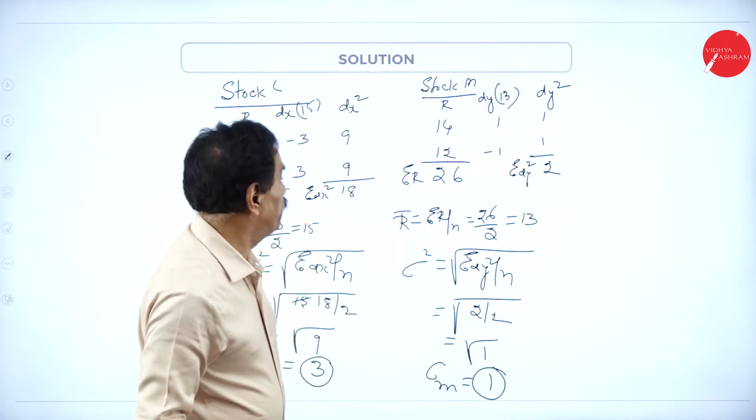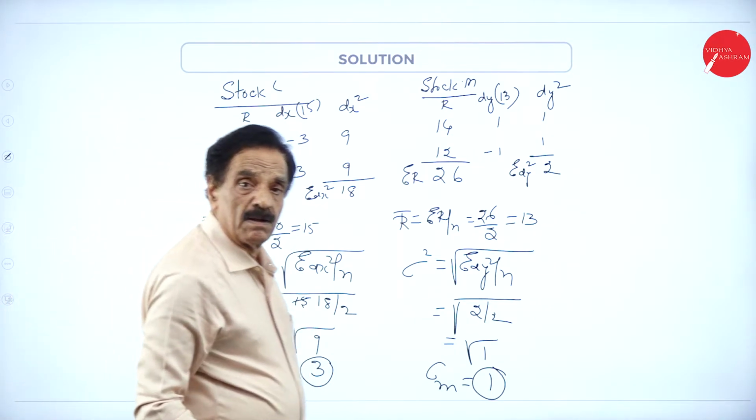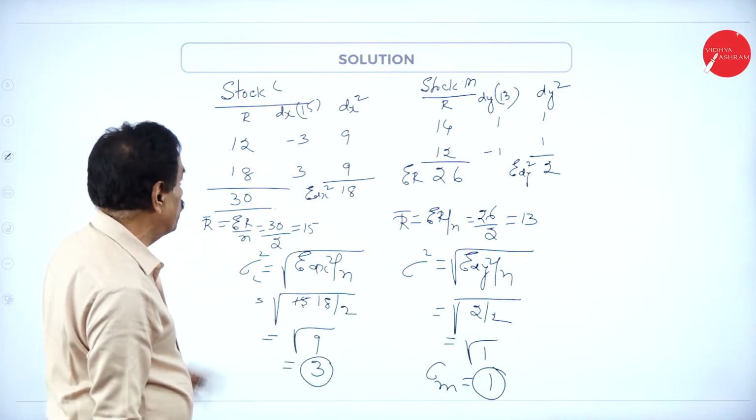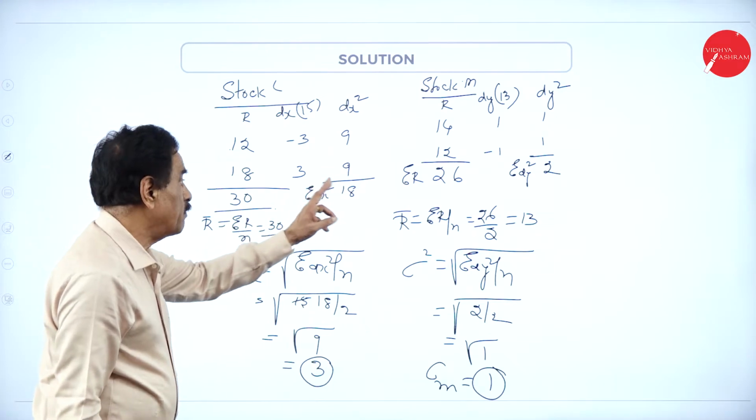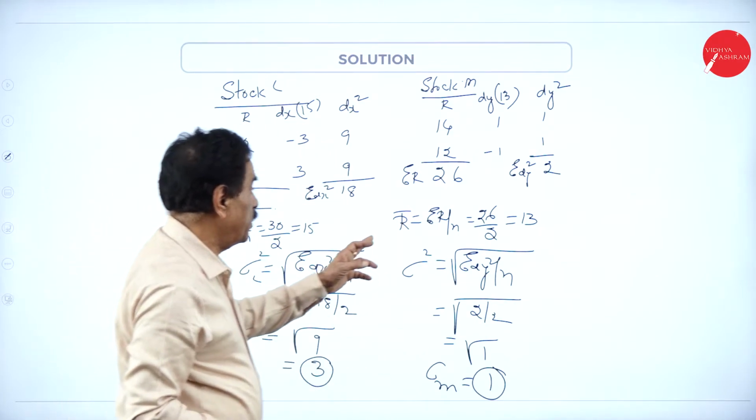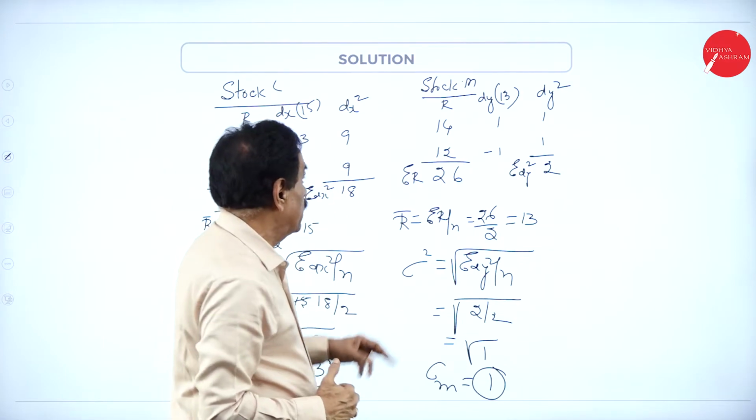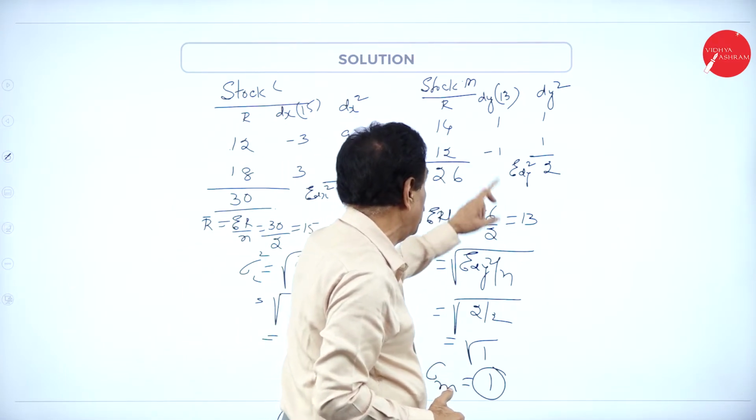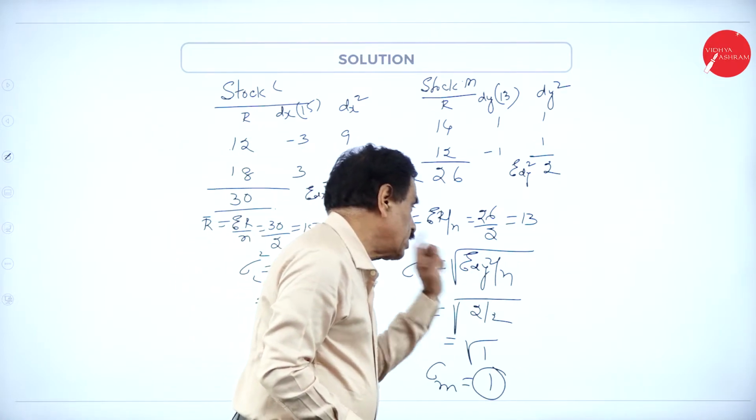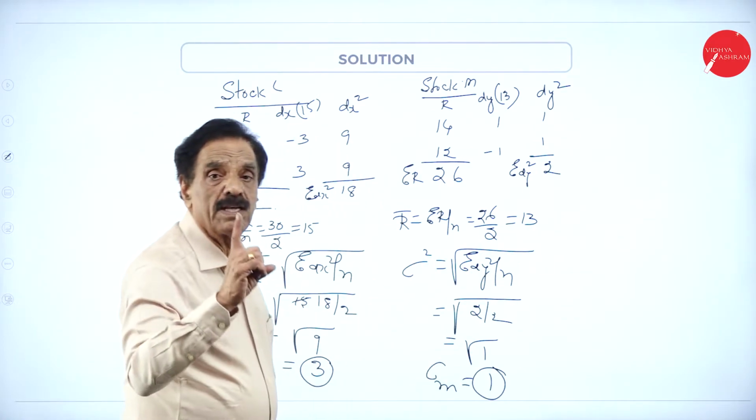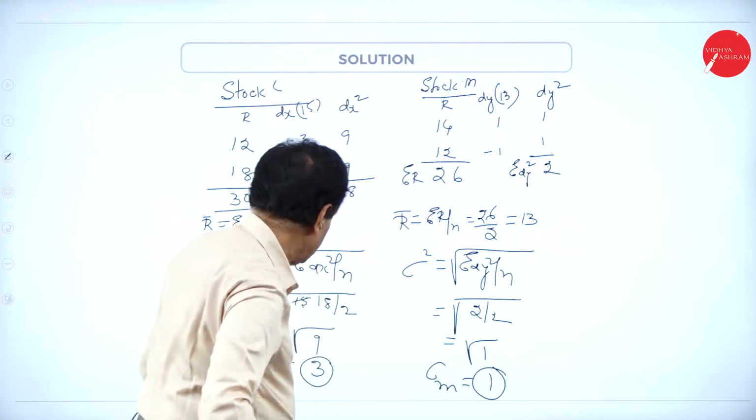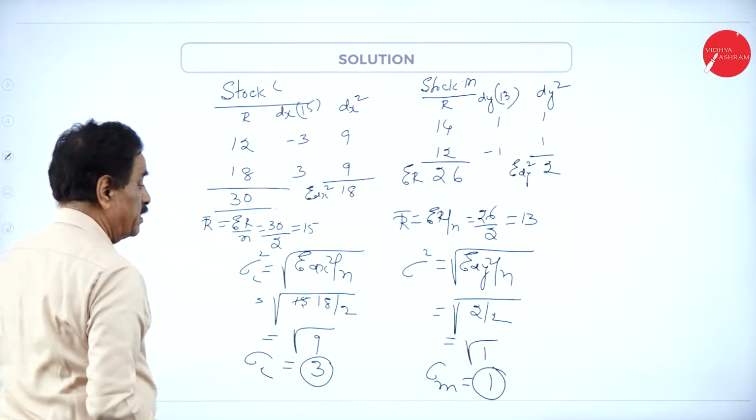If you want, I will repeat now. First, take the x post. There are no probabilities given, so it is called the x post. We say 12 plus 18 is 30, mean 15. Take the deviation, minus 3 and plus 3. Square of this is 9 and 9, which becomes 18. Stock M: 14 and 12 make 26. Take the mean, 26 divided by 2 is 13. Then take the deviation: 14 minus 13 is plus 1, 12 minus 13 is minus 1. Square of this is dy square, 1 and 1 is 2. Then sigma dy square divided by n, 2 divided by 2, is root 1. Root 1 is 1. So stock L standard deviation is 3, stock M standard deviation is 1.